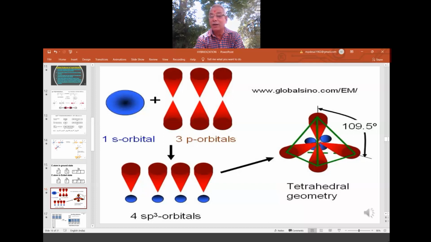Geometry is what? Tetrahedral. Okay, now from this side one H will come, from this side one H will come, from this side one H will come, from this side one H will come, totally 4 H will come, CH4. Tetrahedral structure for methane is formed because of what? sp3 hybridization.